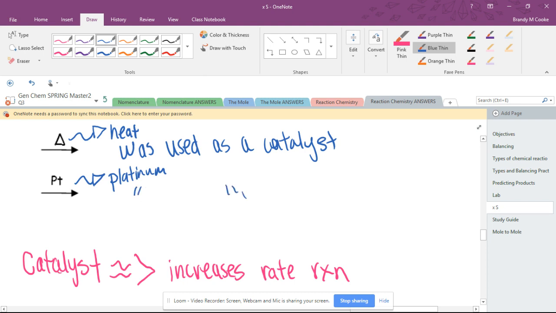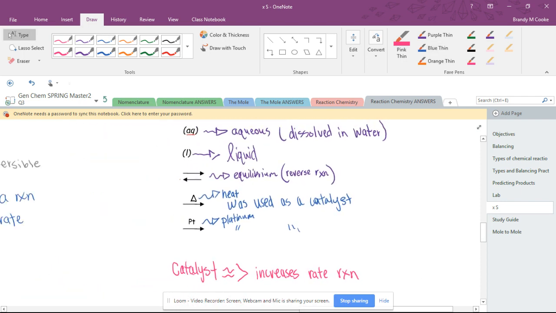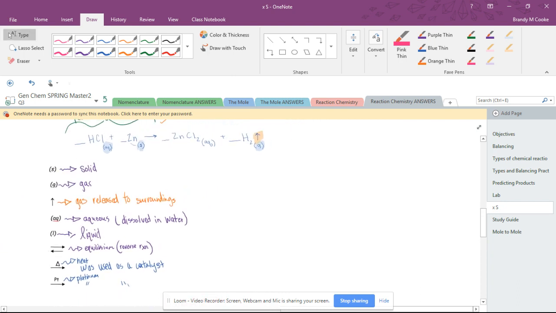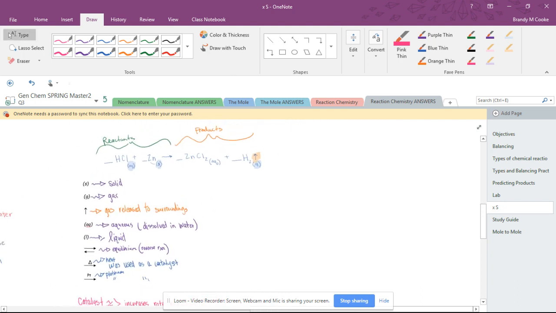So we can look at a chemical reaction and know a lot more than just what goes into it and what comes out of it, by looking at the symbols and the things that are involved. And we're going to talk a lot more about these things, especially once we get into actually predicting products and the types of reactions that we're going to see.